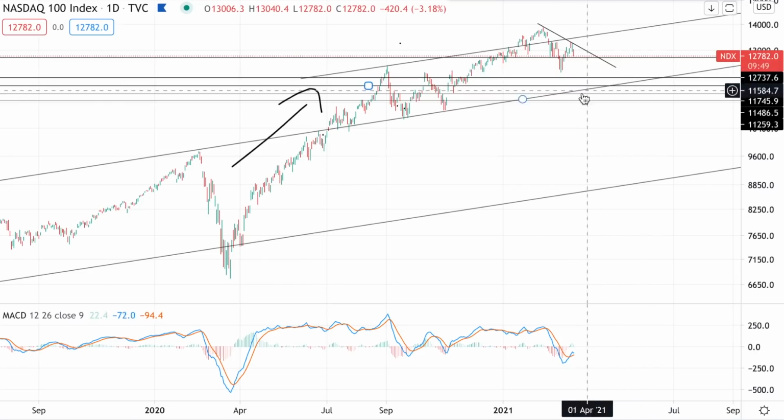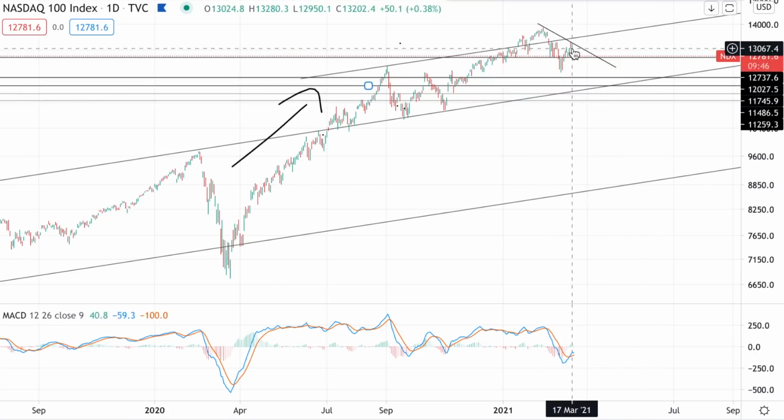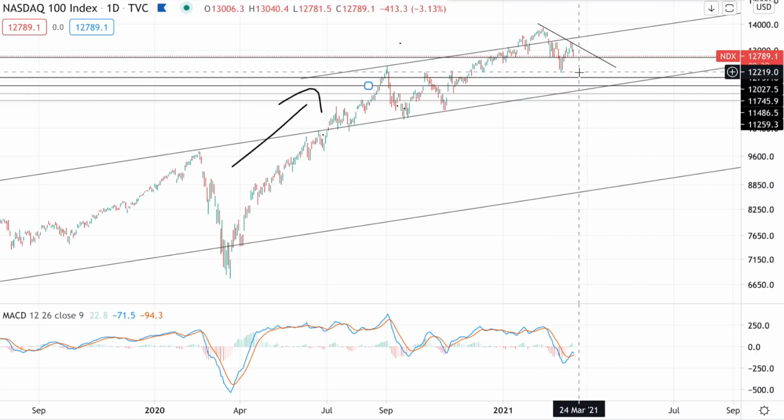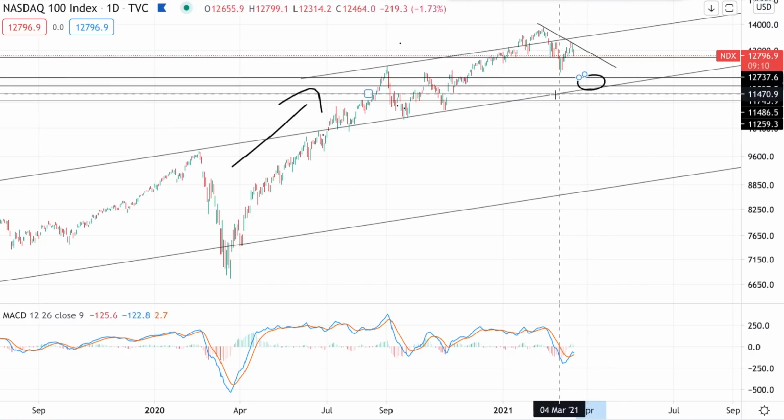Now, the reason why we're looking for downside is not because we're always bearish on the market. It's because we are looking for opportunities. If the markets come down here, we will be buying the tech sector all the way, because that is a high probability entry just above that long-term, very significant channel.